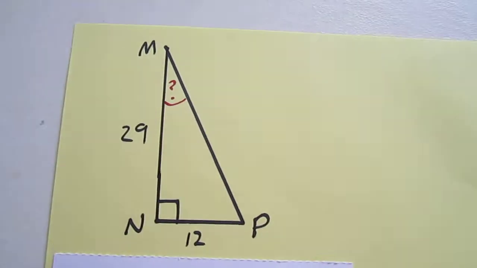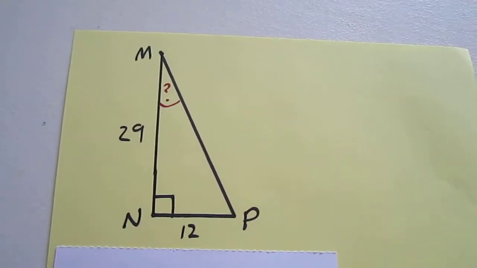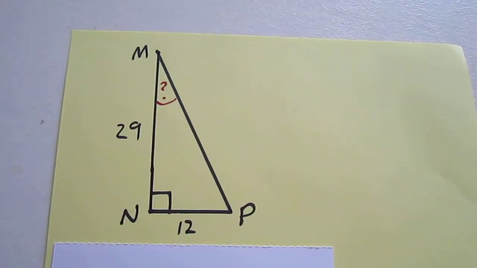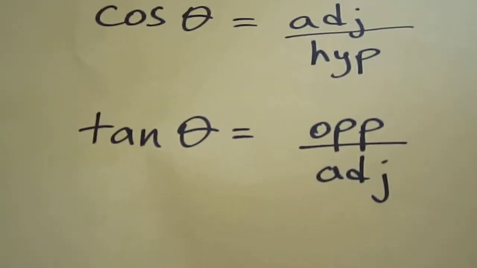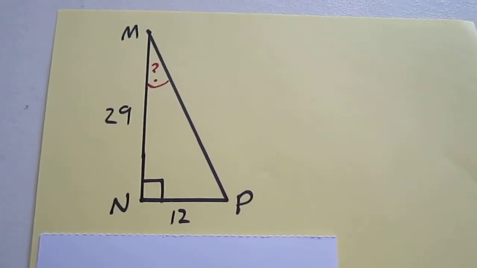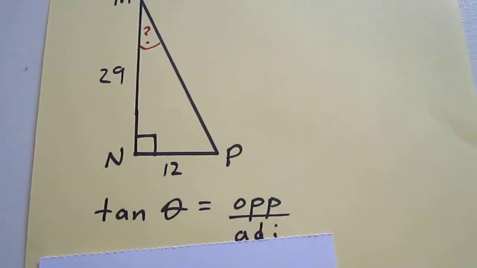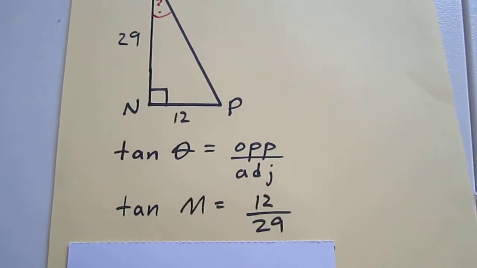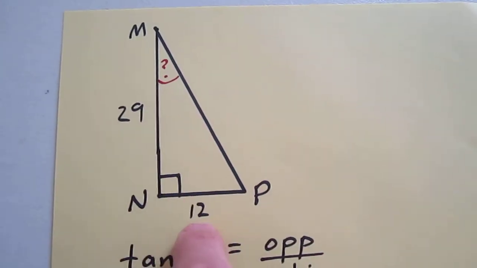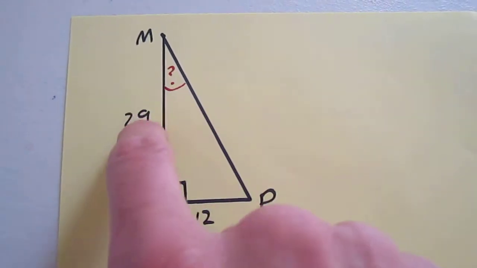Well, we go back to our original SOHCAHTOA formula sheet and ask ourselves, which formula is it that involves opposite and adjacent? And that's tan. Tan theta is opposite over adjacent. So we know that the tan of theta is opposite over adjacent. The tan of M will therefore be opposite is 12, adjacent is 29.